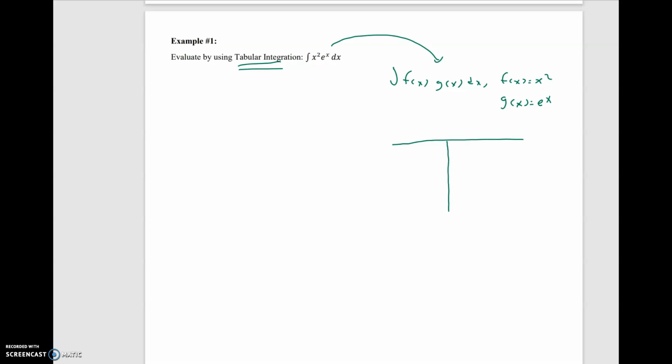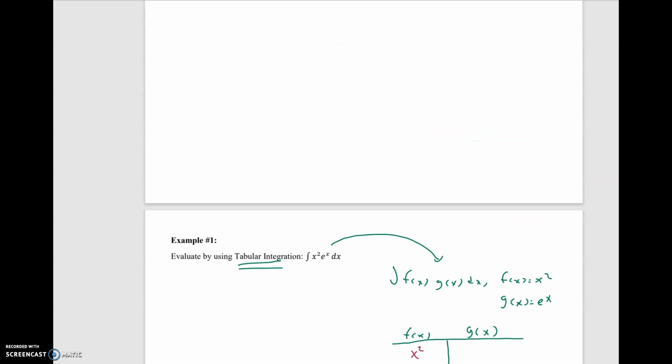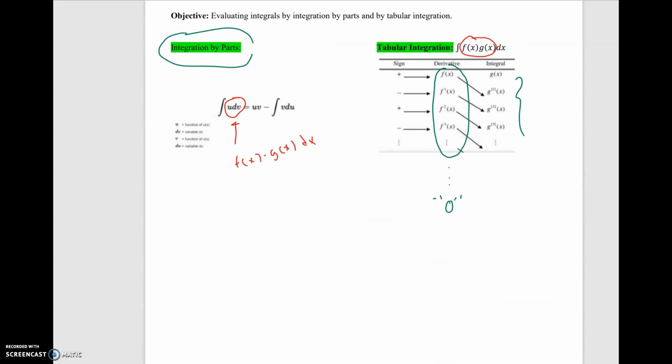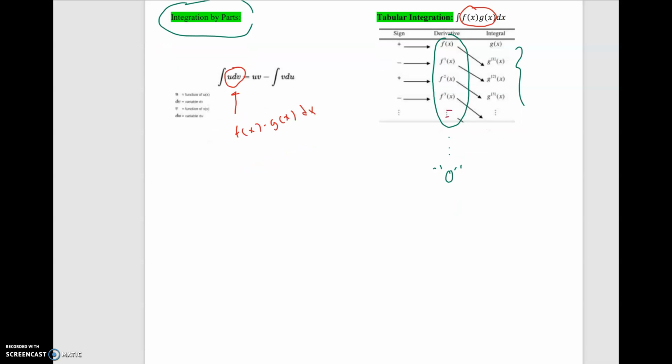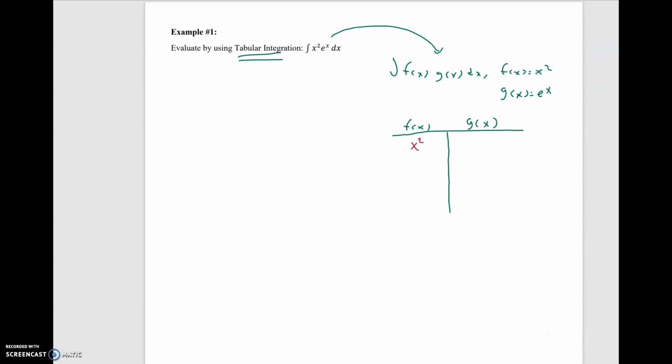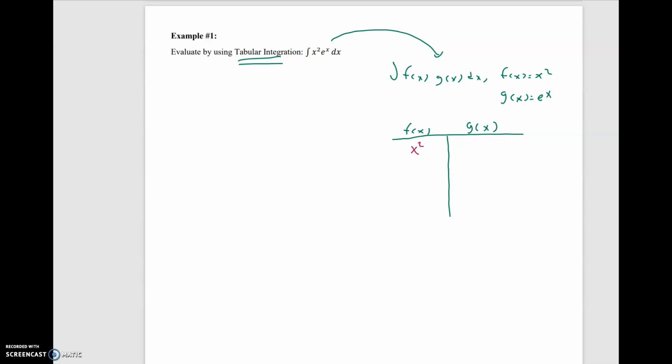As you set up the table, you're going to put your function f of x and then your function g of x. I'm going to start with the x squared. And remember that within tabular integration, you're taking derivatives of all of these. So you start with x squared, then the first derivative is 2x, then 2, and then followed by 0.